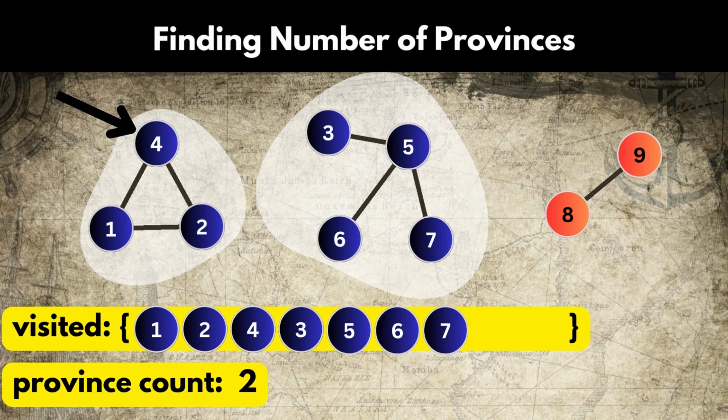Next node is 4, already visited. Next node is 5, already visited. Next node is 6, already visited. Next node is 7, already visited.